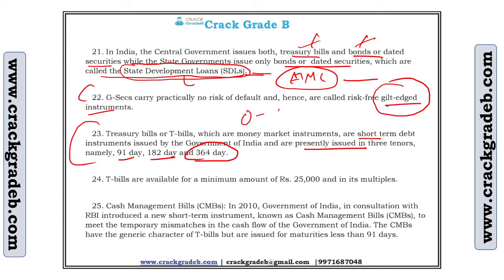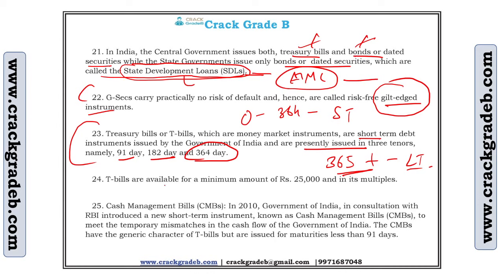Let's say from 0 day to 364 days, it's short-term. The moment it is 365 days or more, it becomes long-term. Understood? That's the only difference. Let's say the government wants money for 364 days, it will go with a treasury bill. Let's say the government wants money for 365 days, there is no option for a treasury bill, the government has to go to bonds. So that's the difference.